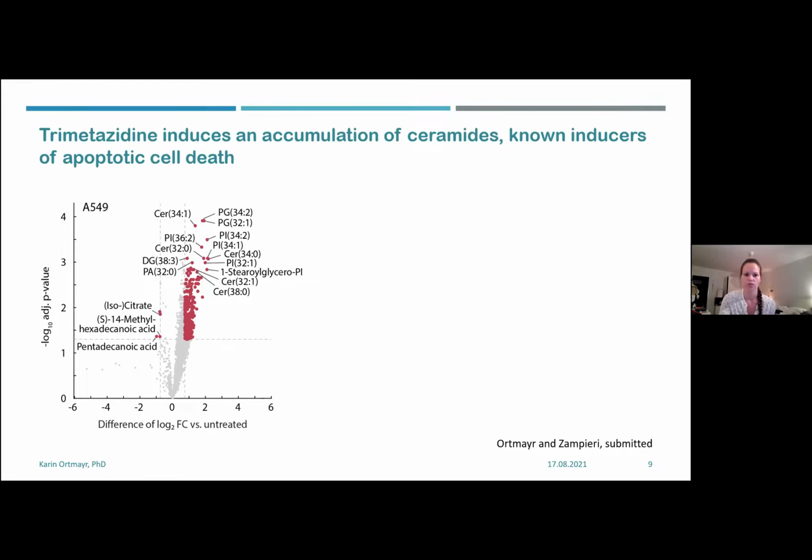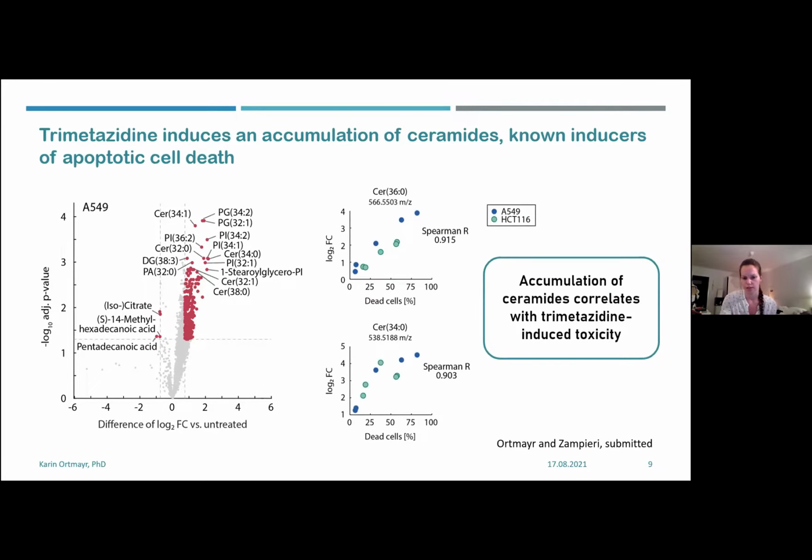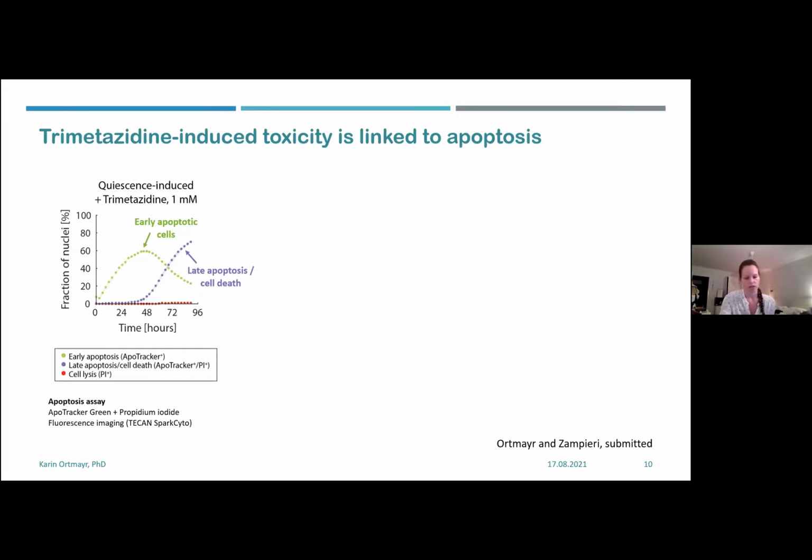I'm highlighting those because ceramides are known bioactive lipid species that are perhaps most appreciated for their role in inducing apoptosis. To support such a link, that perhaps trimetazidine induces ceramide accumulation and thus induces apoptosis, we found that the ceramide accumulation was strongly correlated with the cell death in the population. We were eventually also able to confirm that these cells indeed undergo apoptosis when treated with trimetazidine, using a fluorescence imaging assay that tracks markers of early apoptosis, the exposure of phosphatidylserine residues on the cell surface.